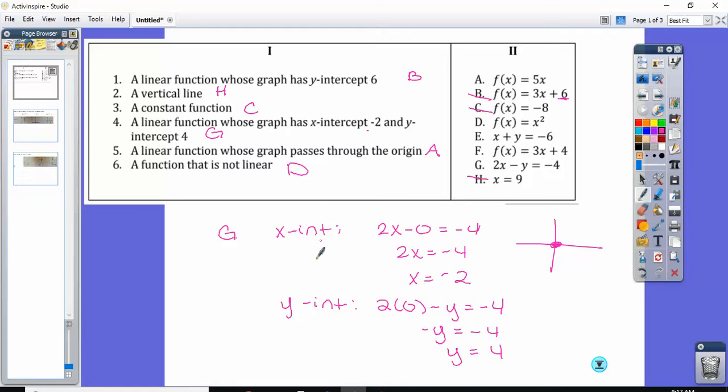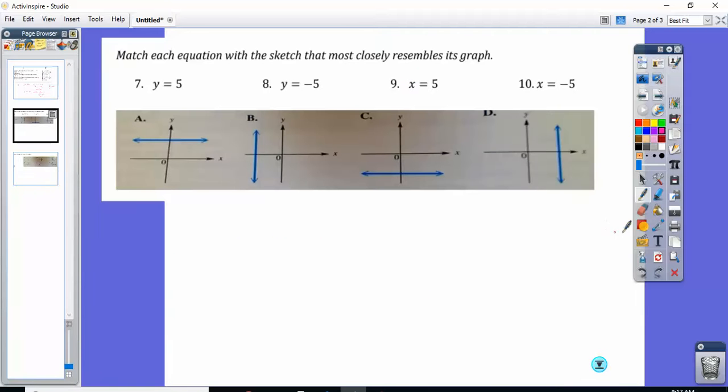D. D is a parabola, x squared. To be linear, x and y have to be to the first power. They can't be multiplied together, they just have to be added. Okay? Any questions on those questions? Those 4, 6. Let's look at the next ones.